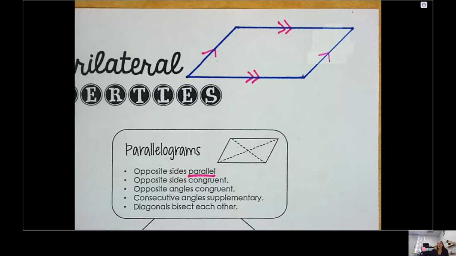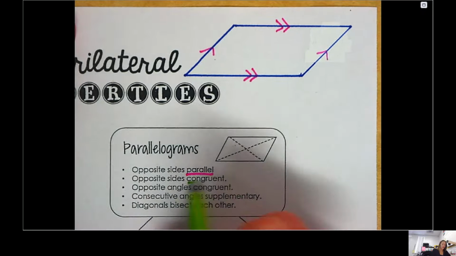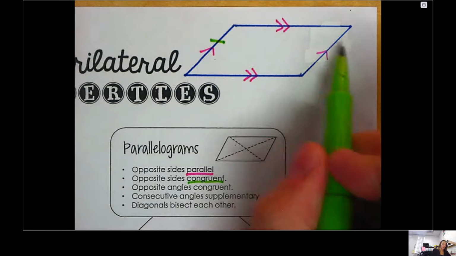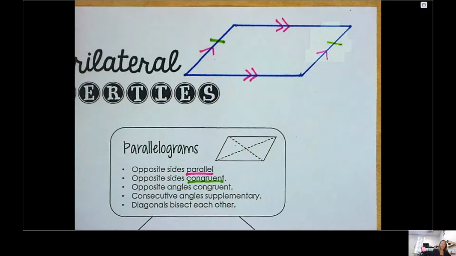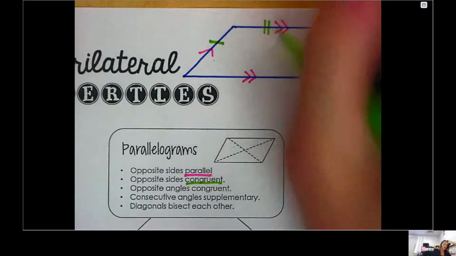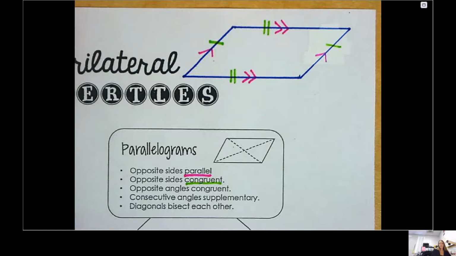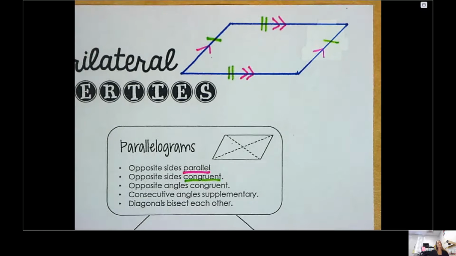Next property says opposite sides are congruent. Congruent means what? The same. What do I use to mark congruency in my pictures? What do I have to draw? A little tick mark, yes. So I'm going to mark that they are congruent with one pair of tick marks for one side and two pair of tick marks for the other side. Okay, easy peasy so far.